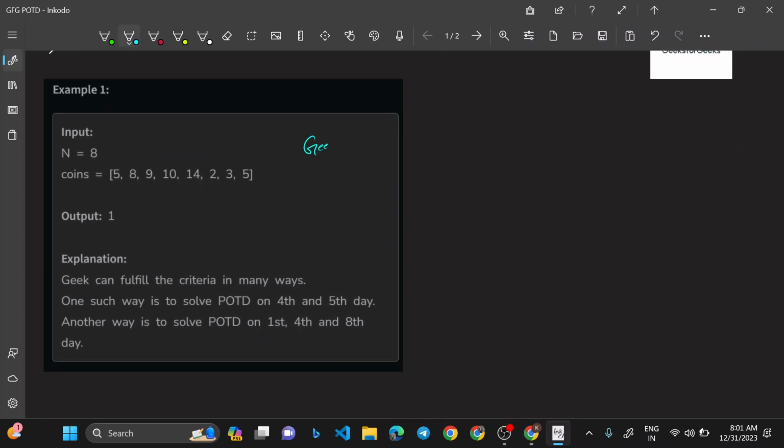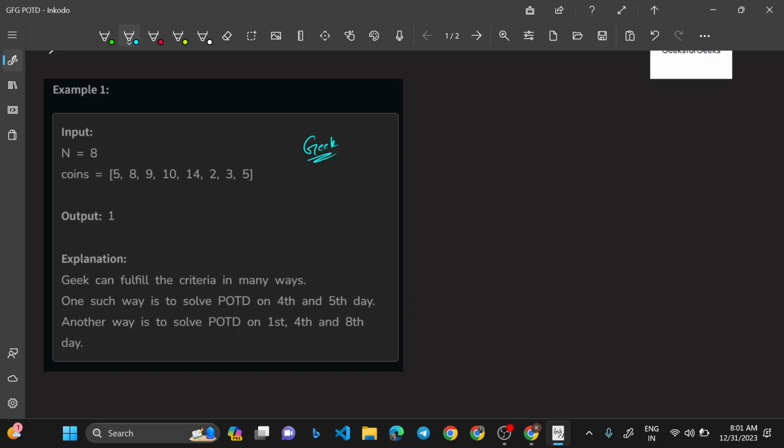There's a person named Geek, and he is also solving the problem of the day just like us. Each and every day, he'll be trying to solve a particular problem of the day. He will try. That doesn't mean he'll definitely solve it or not even attempt it. We don't know. Okay, so that's it. Like every day there'll be a problem of the day.